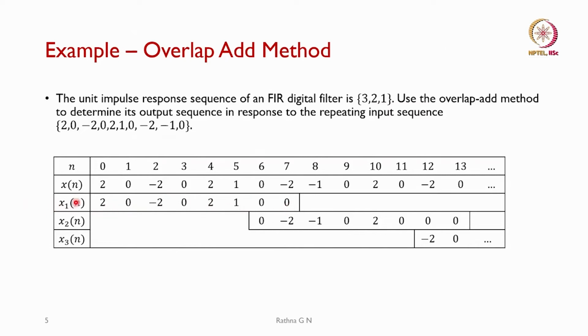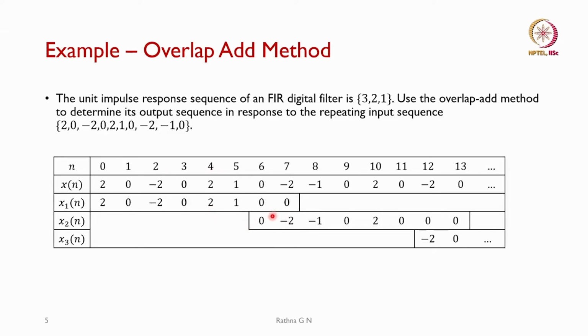So, for x1 of n, we will first be considering it with zeros at the end of our sequence. We are considering our N point as 6 in this case, and M is 3. So, 6 plus 3 is 9, minus 1 will be L, which is equivalent to 8 in this case. So, this is how we compute our L, M and then N basically.